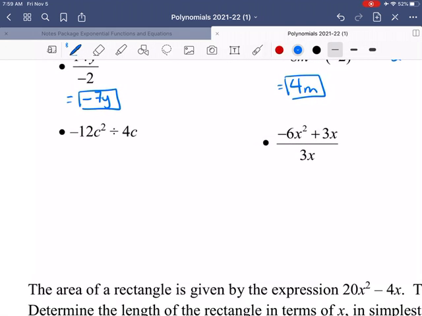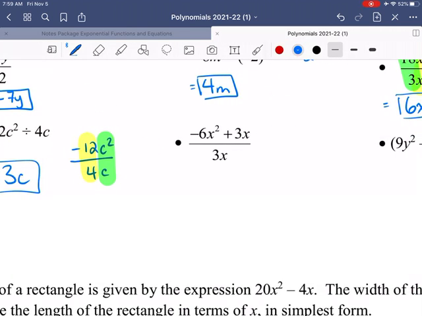Negative 12c squared divided by negative 4c, well, I think about it like this. You can see that the negative 12 and the 4 will simplify to negative 3, and the c squared and the c will simplify to just c.